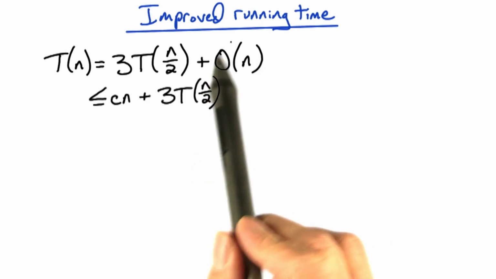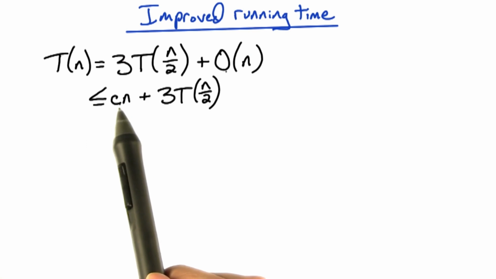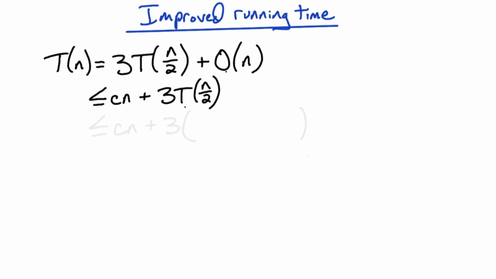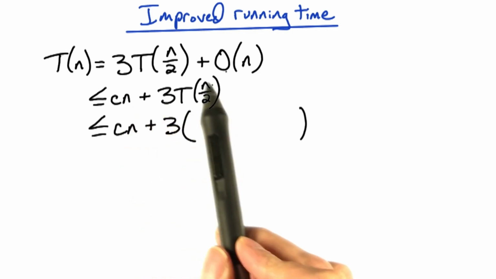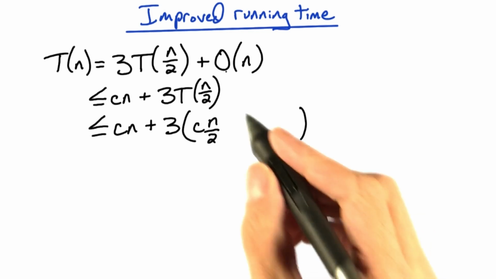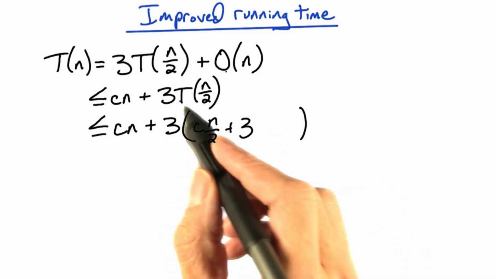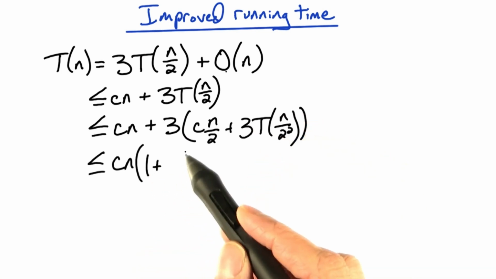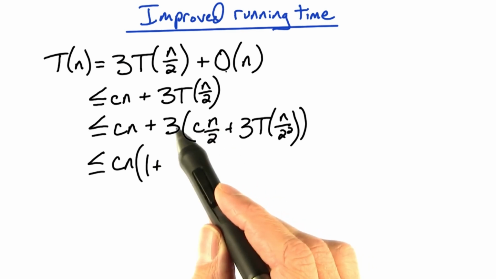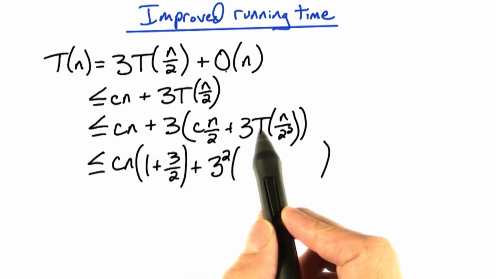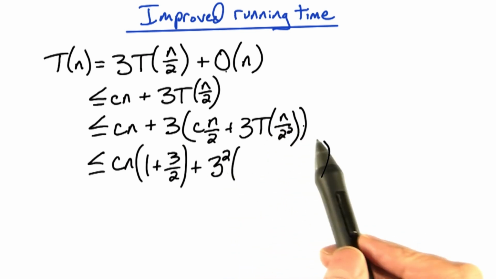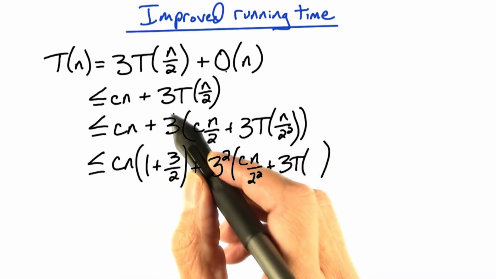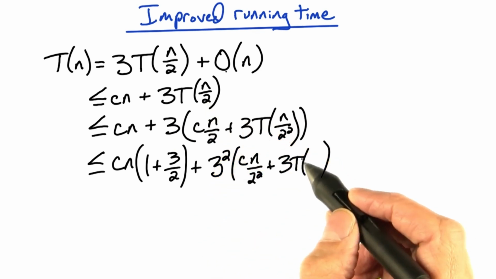The first step is upper bounding this order n by c times n for some constant c. Now we can substitute this expression back in for t of n over 2. So we get cn plus 3 times, now we substitute in for t of n over 2, which gives us c times n over 2 plus 3 times t of n over 2 squared. Collecting terms, we have c times n plus another c times n times 3 halves. Then we have a 3 squared times t of n over 2 squared. Plugging that back in, we get c times n over 2 squared from that term, plus 3 times t of n over 2 cubed.